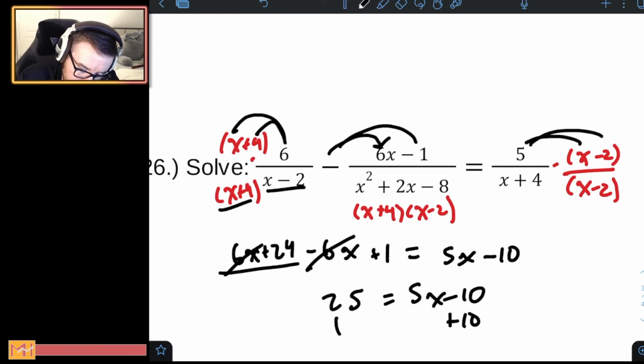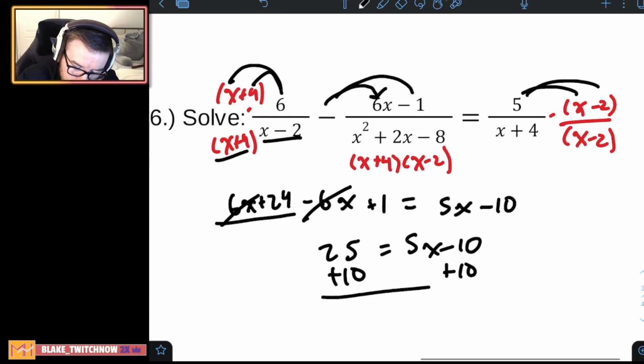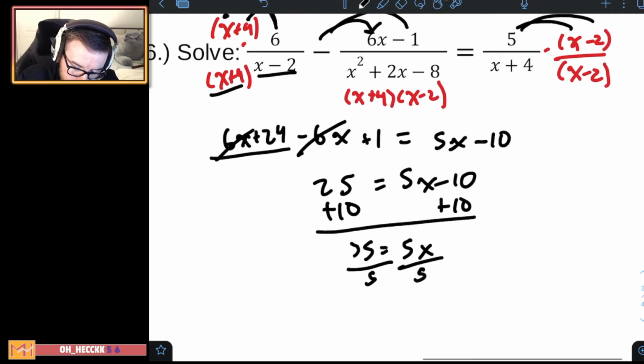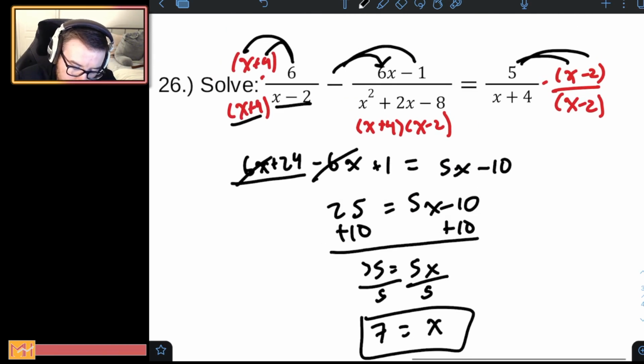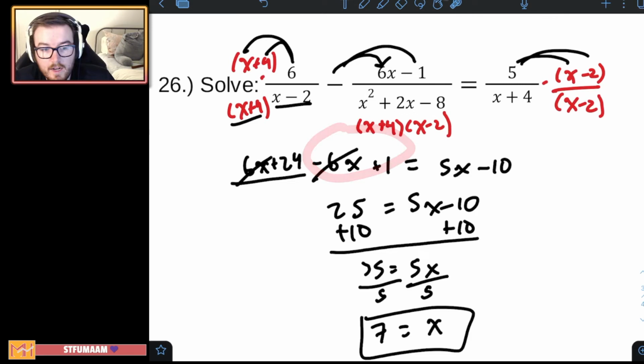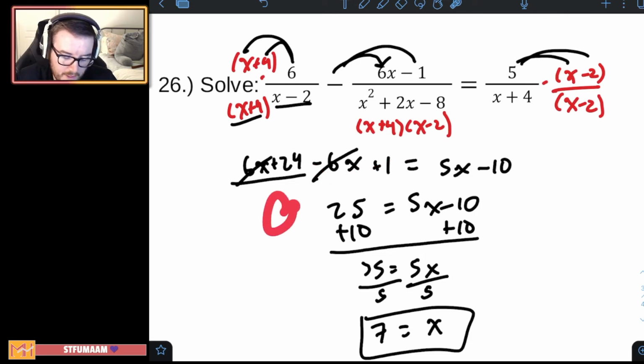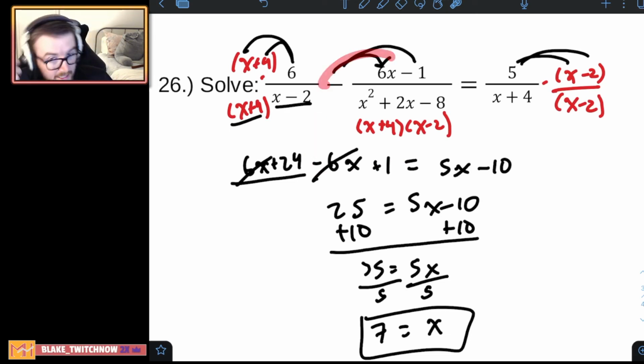Add the 10, you get 35. Divide the 5, you get 7. So this is subtle, but very important because all of a sudden you're gonna have like 12x plus 25 or something like that if you forget this minus. So yeah.